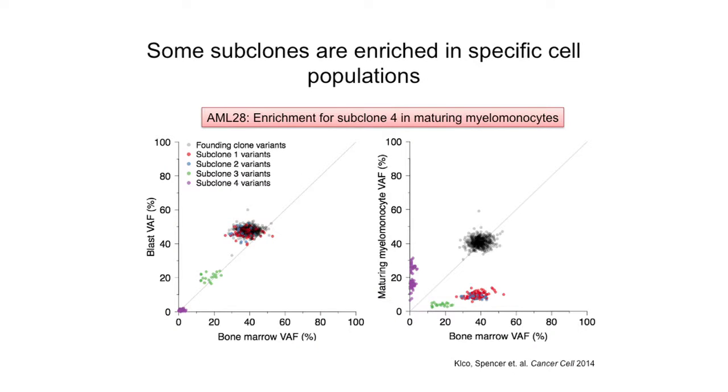So if we zoom in on a few particular cases, and this is AML 28. I'm showing here the bone marrow variant allele fraction and the blast variant allele fraction, and it's pretty much falling on the diagonal, suggesting that the subclones are equally represented in these two populations. But if you take this maturing myelomonocytic gate, you see a much different picture. Subclone 1 and 2 here are depleted, so they're present in only a minority of these cells, and this rare population, subclone 4, is essentially not present at any appreciable fraction in the bone marrow.